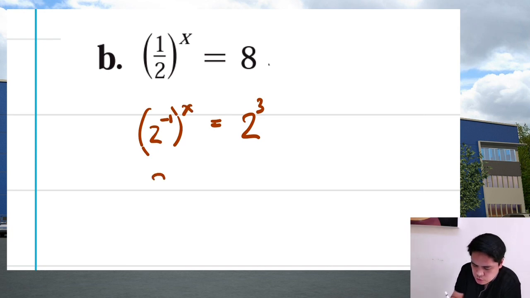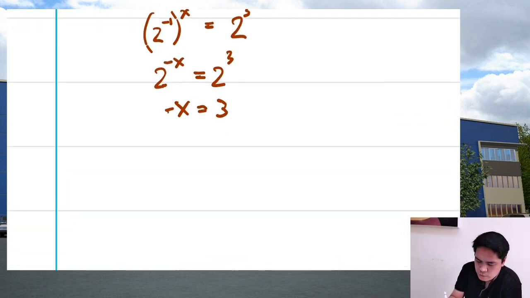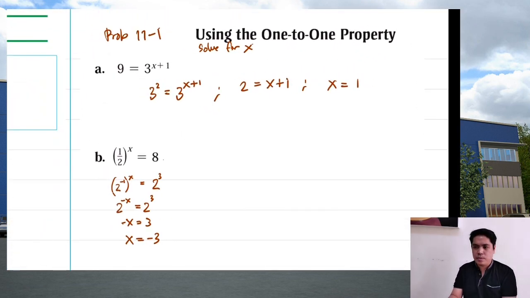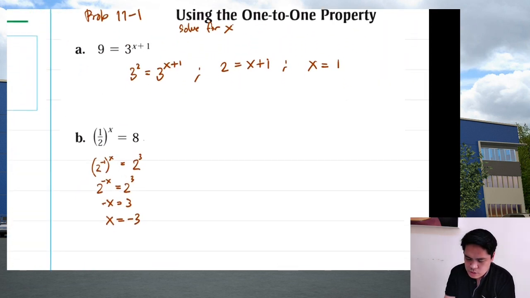So, therefore, this is 2 raised to negative x equal to 2 raised to 3. Hence, negative x is equal to 3. Therefore, x is equal to negative 3. So, ganun lang siya kadali. So, this is a very easy problem. Okay? So, let's try another one.